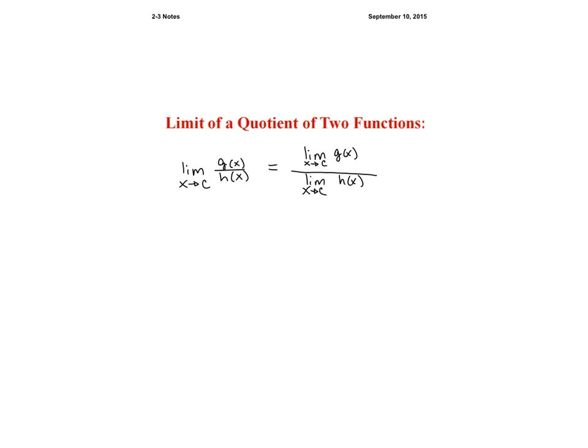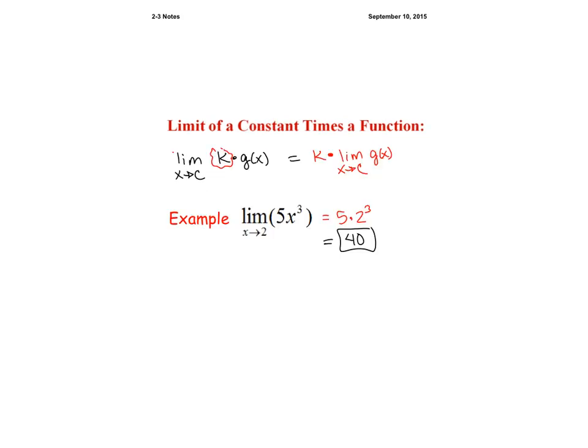So, when we have a quotient, same thing applies. We can separate the quotient and have a limit on top and bottom. Over here, if you have a constant in front of a function, that can be pulled out. For instance, the limit here does not affect the 5 at all. When you plug in 2, the 5 is unaffected, so it can be pulled out. So you can first plug in the 2 into the x cubed and then multiply by 5 later.